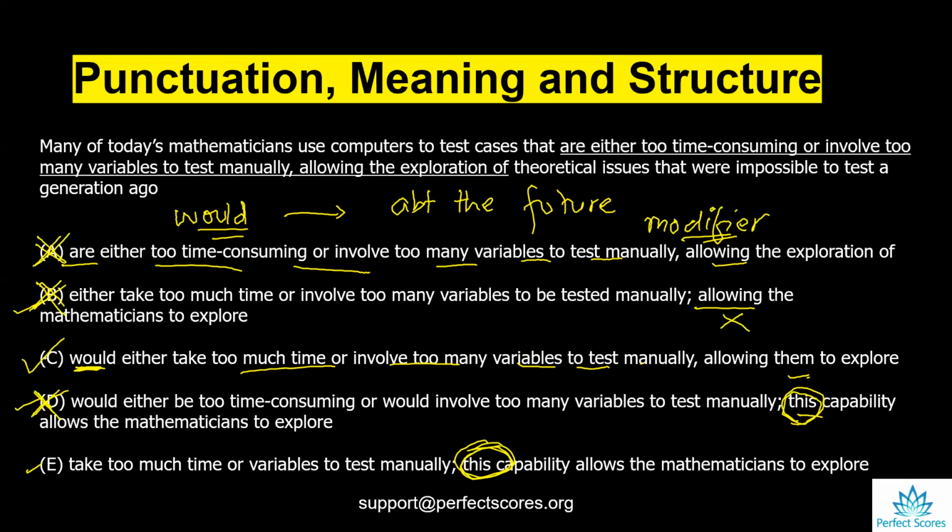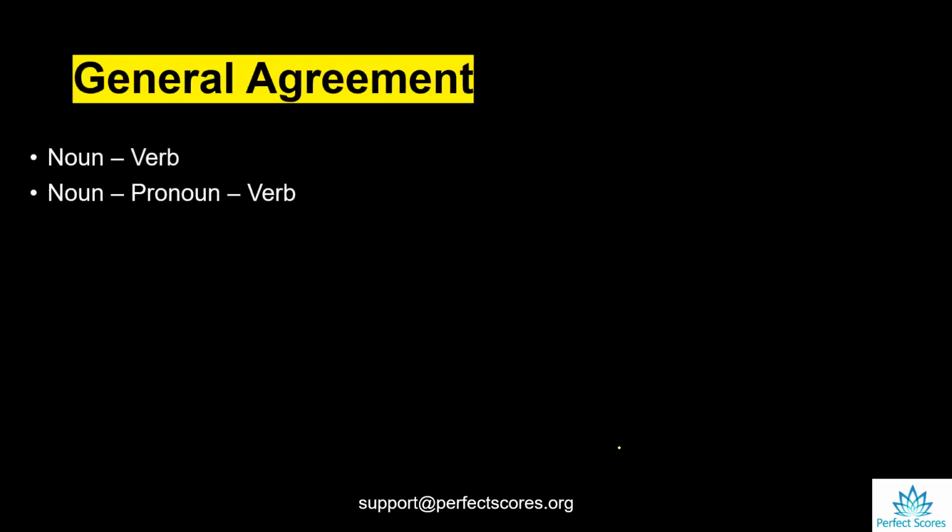And that is why C is the better option, because you're talking about using computers to test cases that in the future would take too much time or use too many variables to test manually. And again, "them" is correct because "them" talks about the mathematicians, and it's quite clear they are the ones who have to explore the issues. So C just makes perfect sense in all ways. When we discuss the verb-based errors in detail, we'll come to "would" once again. But this is just a slight grammar rule that you need to be aware of, and it's used a lot of times. So let me skip this question because we don't have a lot of time.